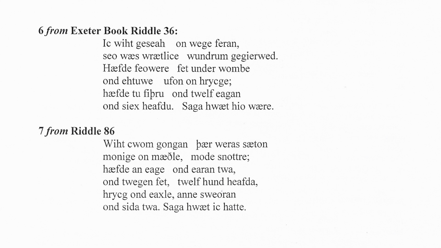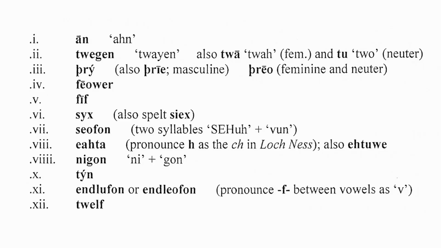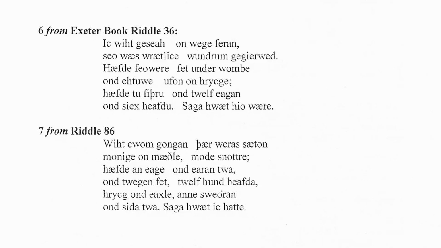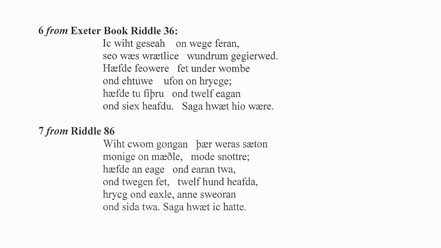"Hæfde twa fiðru". If you look at the numbers again, we didn't read it, but there are three words for two. There's "twegen", "twa", and "tu", depending on the gender of the noun that follows. So, "hæfde twa fiðru". "Fiðru" is that word with the thorn letter, which is like an elongated P. It comes from the runic language. It's the thorn, it's the th sound. What did it have? Feathers, yes, feathers is the cognate word. It had two feathers and twelve "eagan", twelve eyes, on six "heafdu". And six heads.